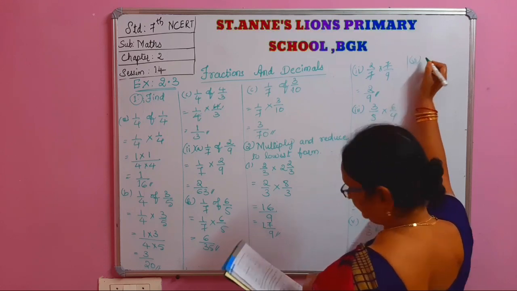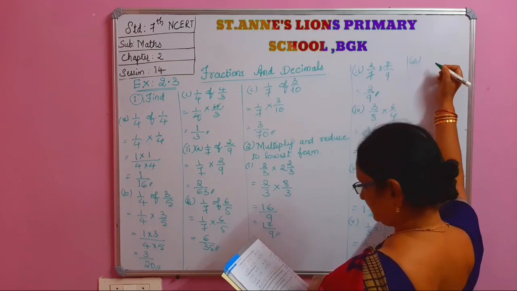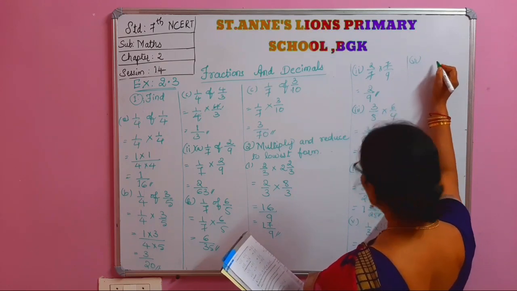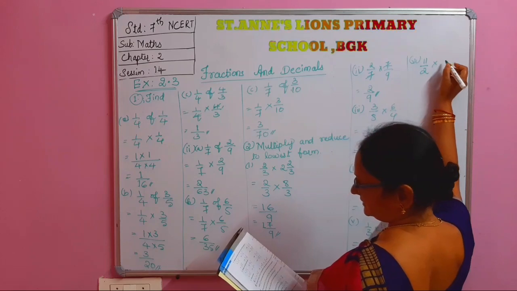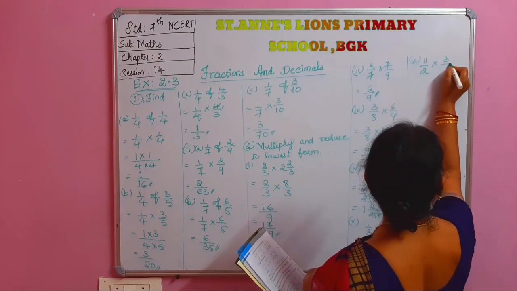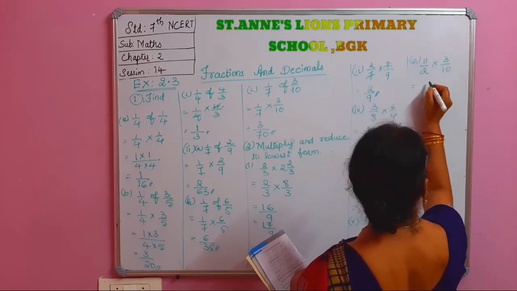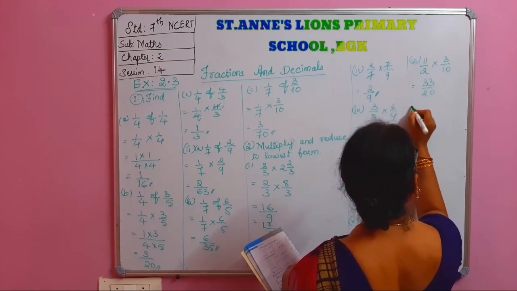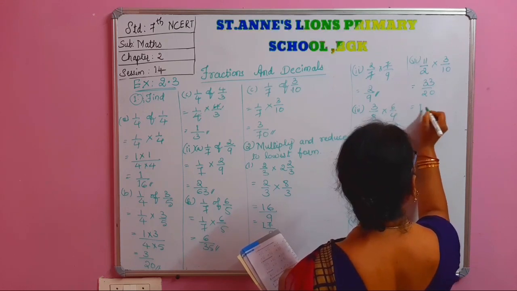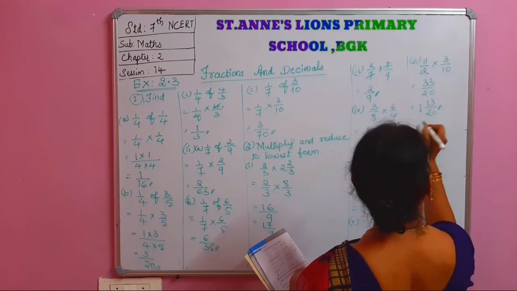Next, sixth one: 11 by 2 into 3 by 10. See, no cancellation is possible. 11 threes are 33, 2 tens are 20. So 33 by 20. Now 20 ones are 20, one integer 13 by 20 will be the answer.